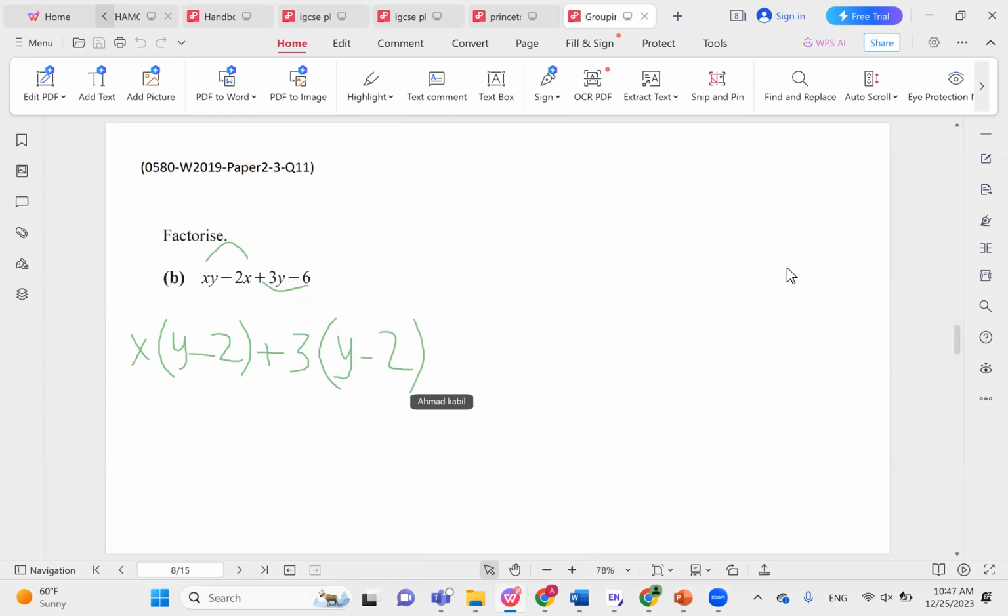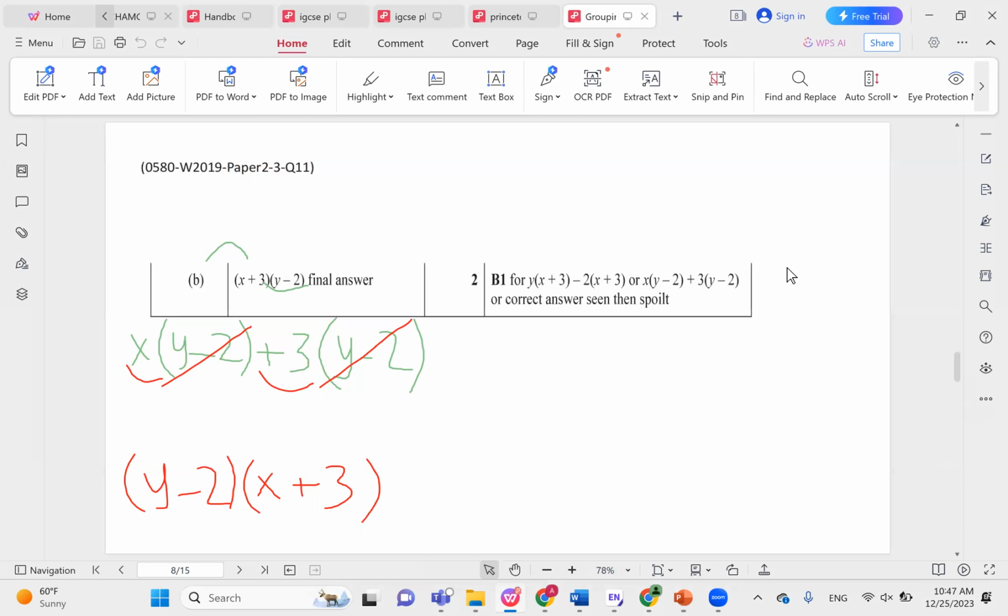So the same bracket appeared in both expressions. We take it out as a common factor, and the remaining items are the x and the positive 3. So we just write here x plus 3, and we are done. So y minus 2 multiplied by x plus 3 is the correct answer.